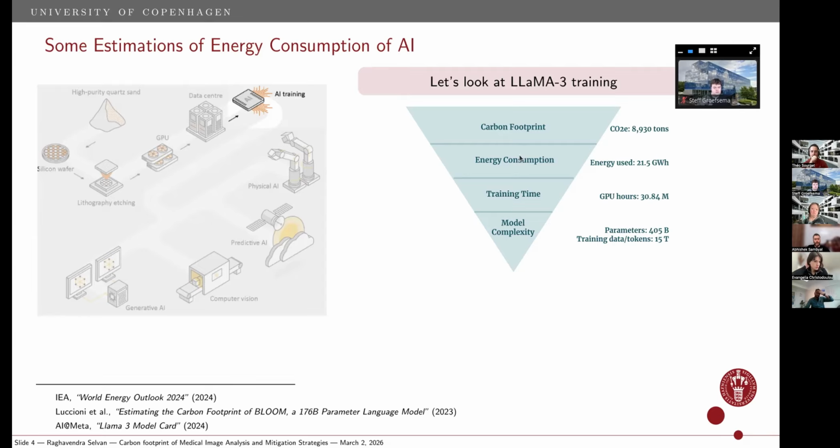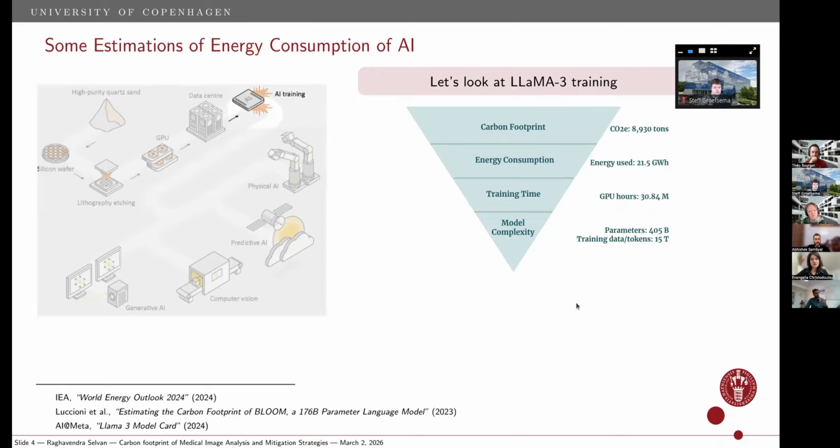cognizant metrics. So for Llama 3, for instance, this is a 405 billion parameter model trained on 15 trillion tokens, and it took about 31 million GPU hours of training. The corresponding energy consumption is 21 gigawatt hours, which is, I think, the Danish national energy consumption for a week or something like that. And this is the carbon footprint associated with it.